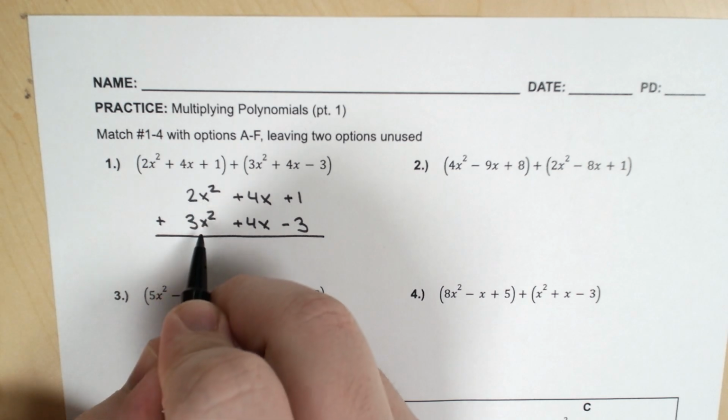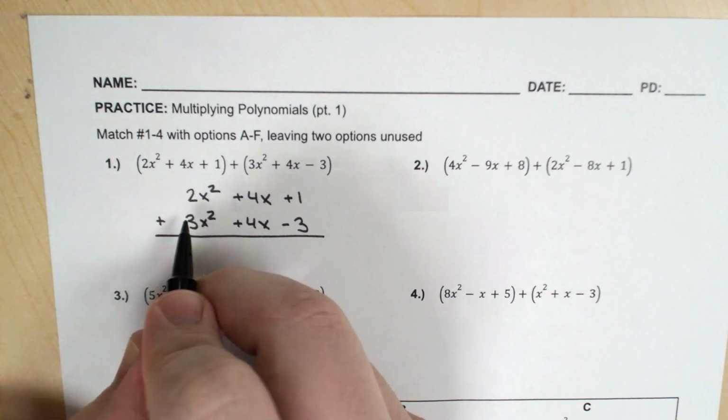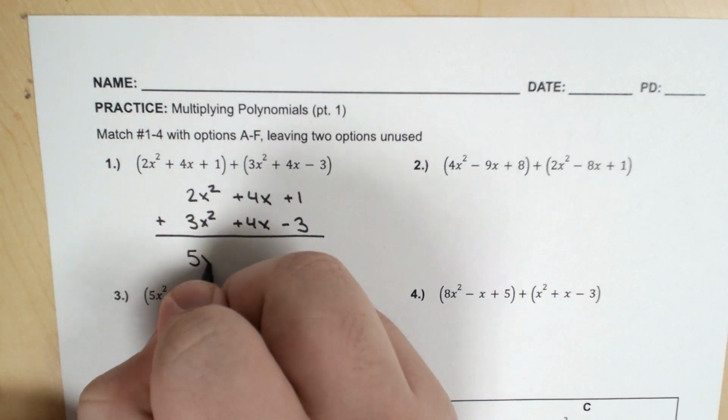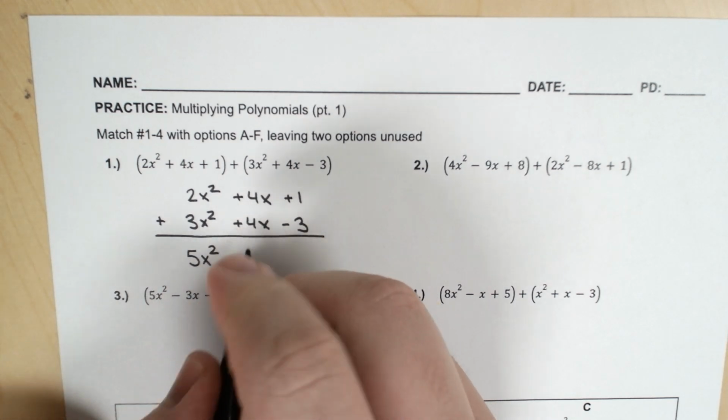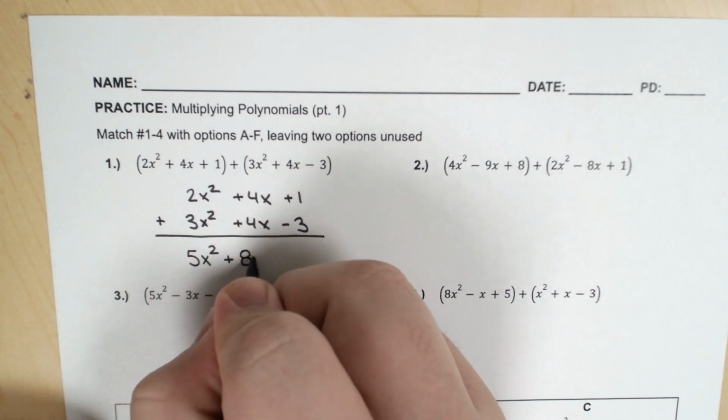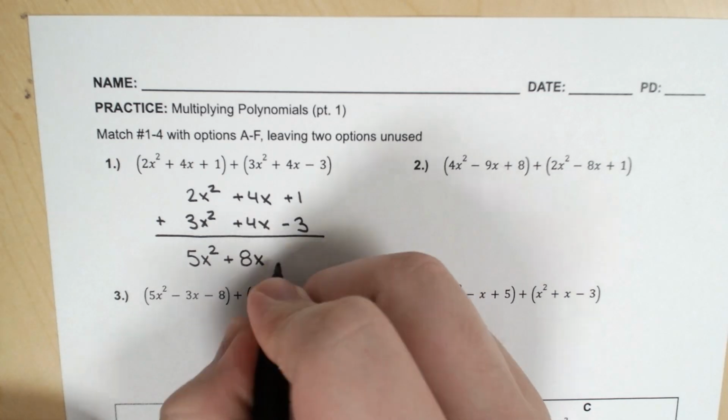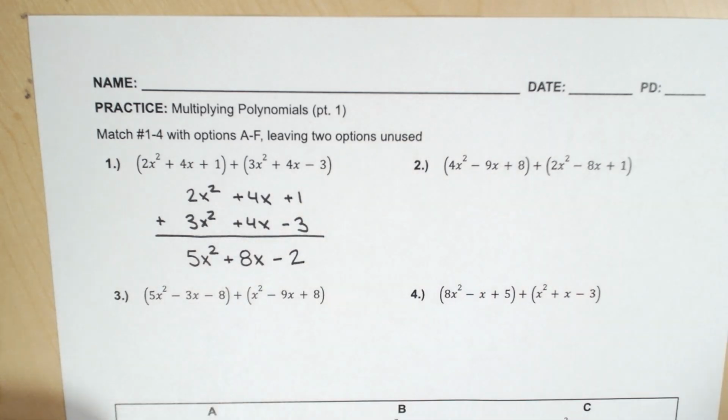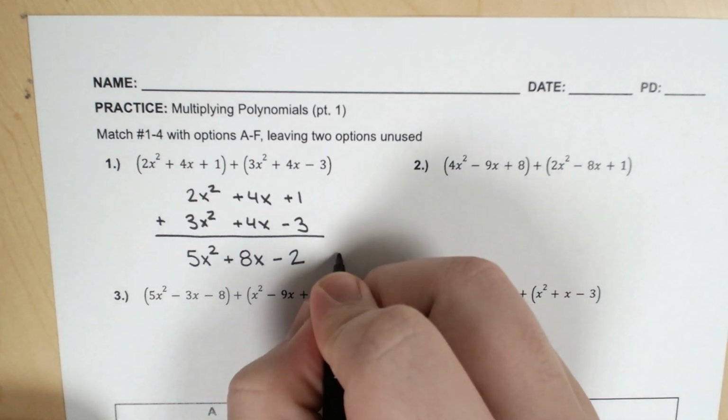2x squared and 3x squared, 2 plus 3 makes 5x squared. 4x and 4x add to 8x. 1 and negative 3 add to negative 2. So your answer is 5x squared plus 8x minus 2, which is C.